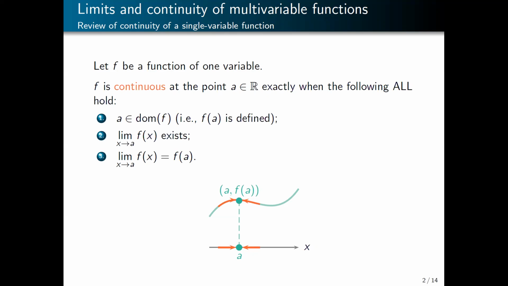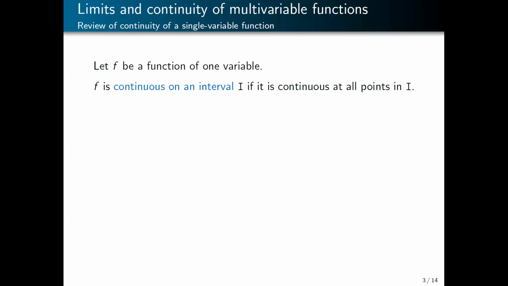Visually, these conditions mean that the graph of f corresponding to an open interval containing the point A is an unbroken curve. f is said to be continuous on an interval I if it is continuous at all points in I. If f is not continuous at a point A, then two things may happen.